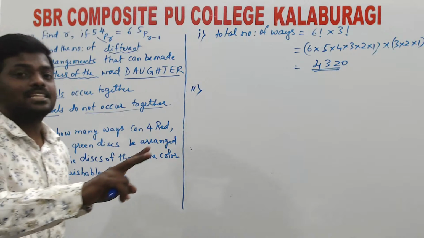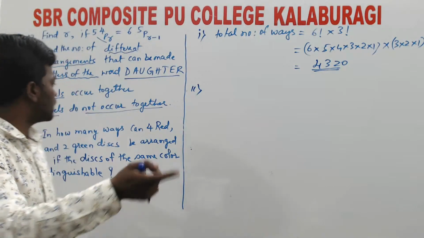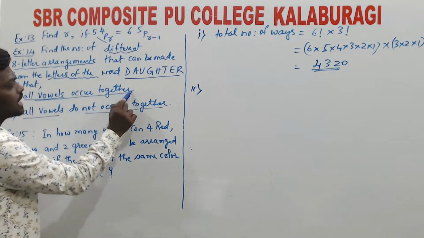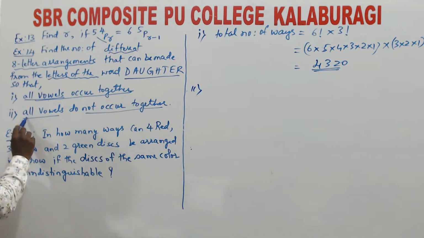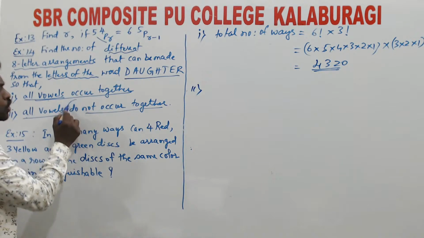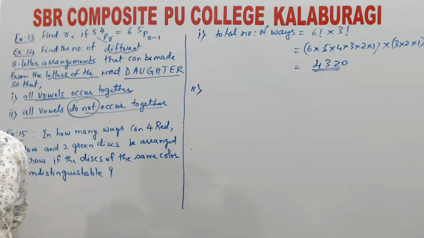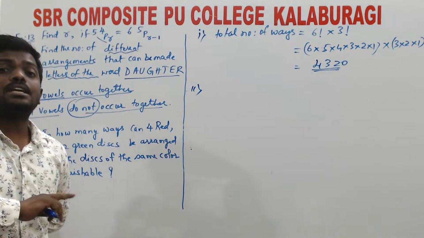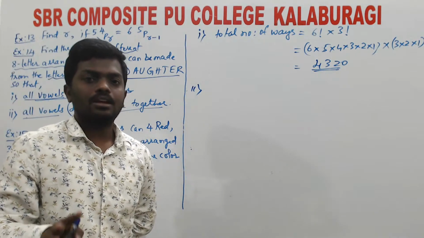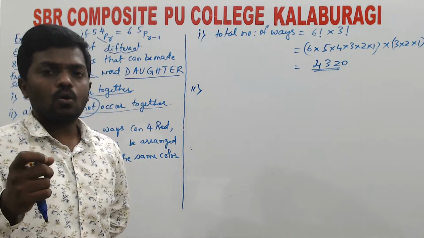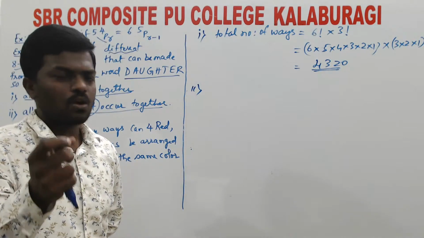Okay, the second one is nothing but the contrast to the first one. See, in the first, all vowels occur together, and the second one is all vowels do not occur together. So they are saying the vowels should never occur together. For that, we will go with an understanding. So it's a logic way.